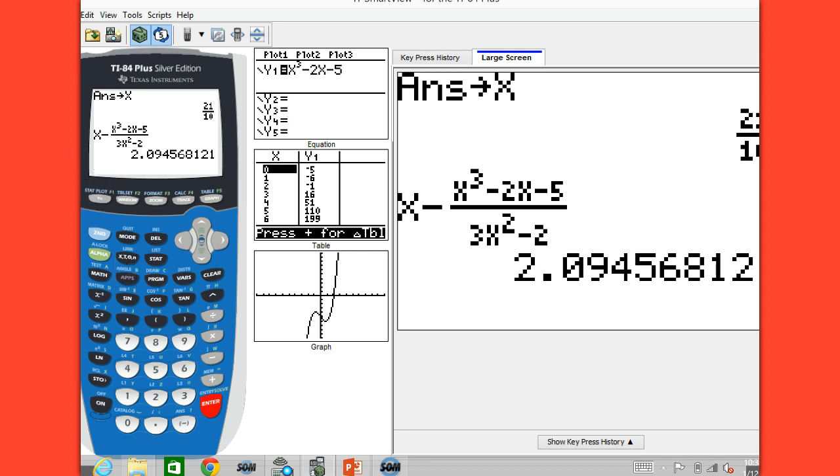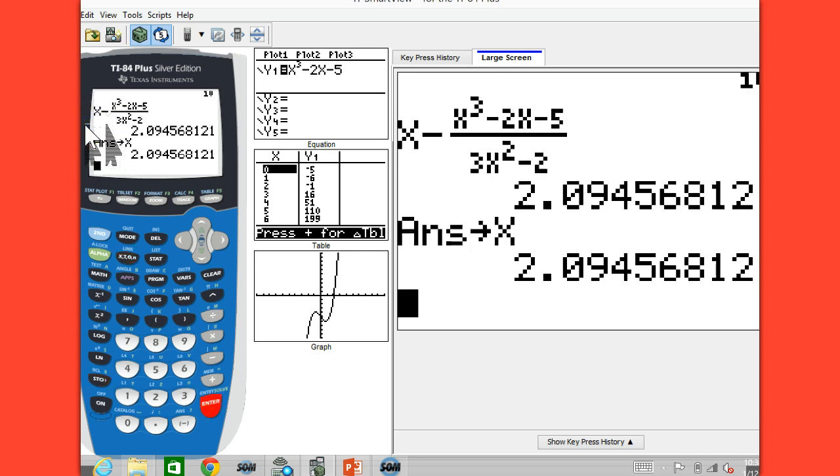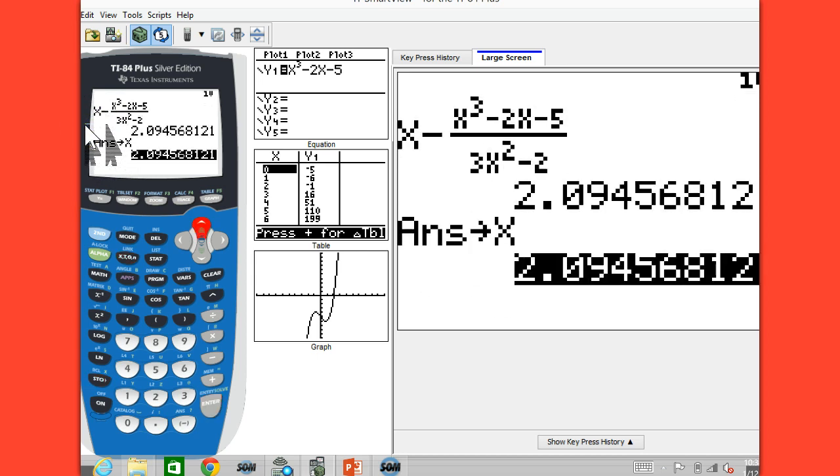Now I'm going to store that to x, so I don't have to keep retyping it. Go back and get my equation.